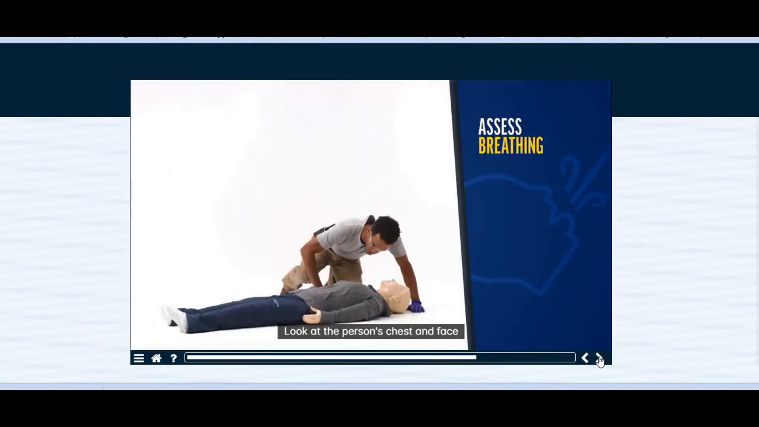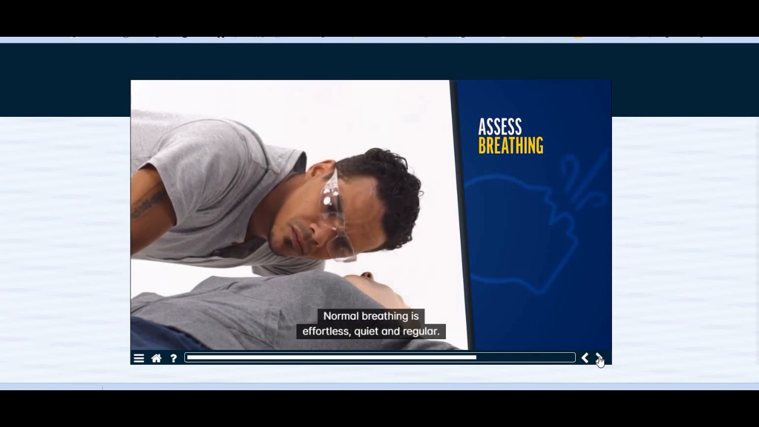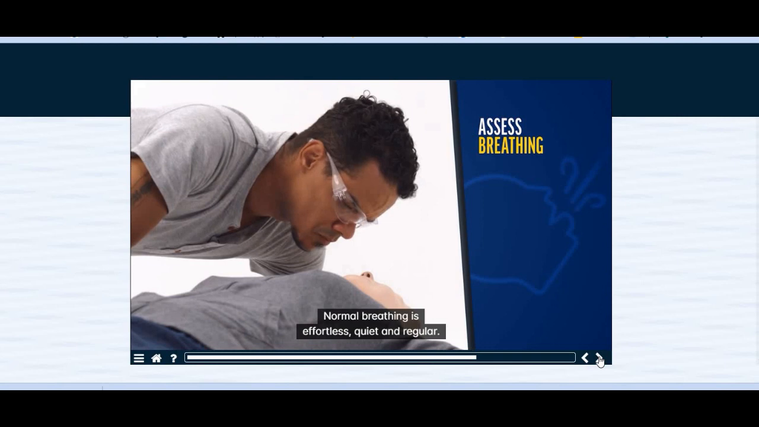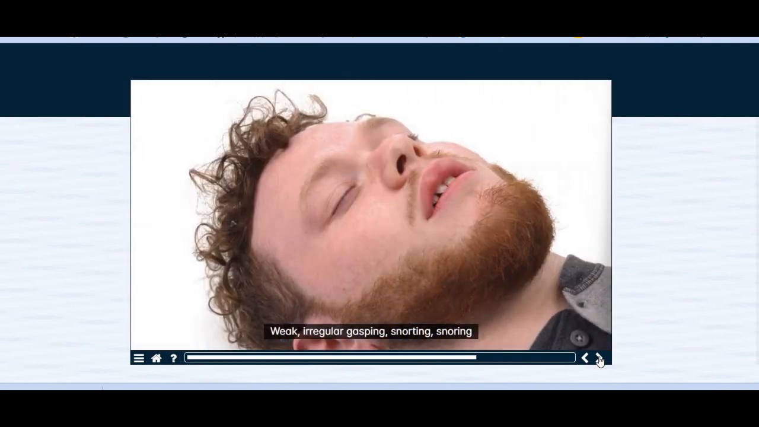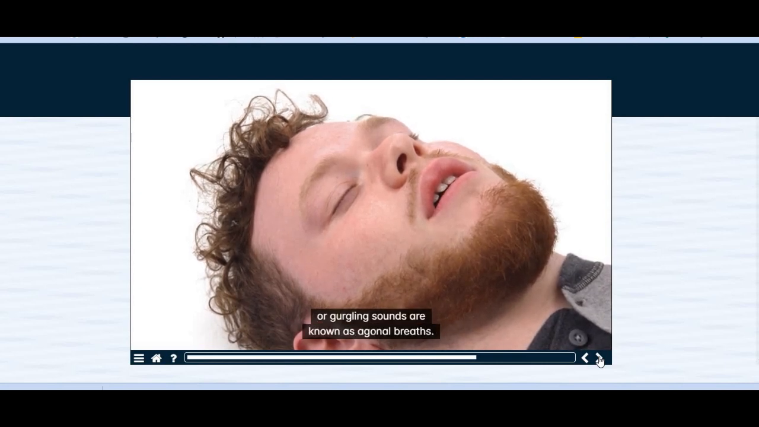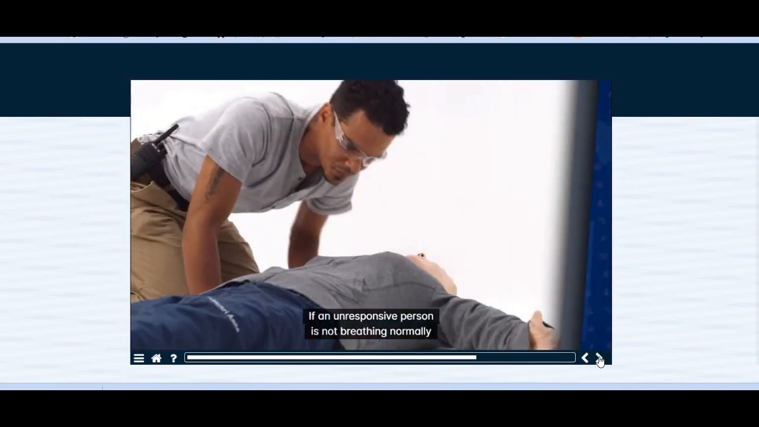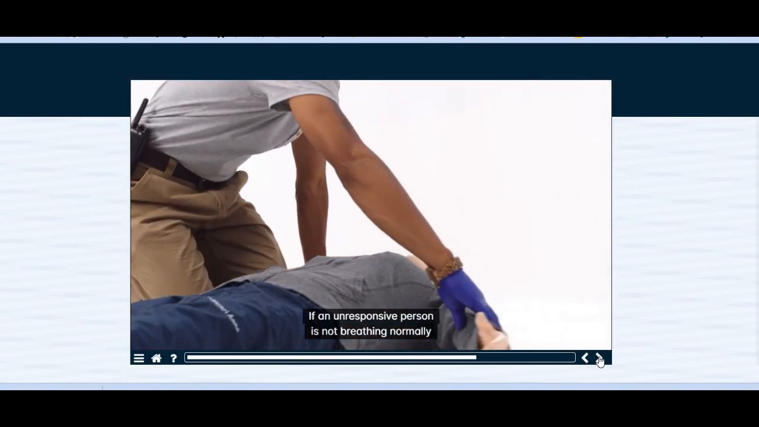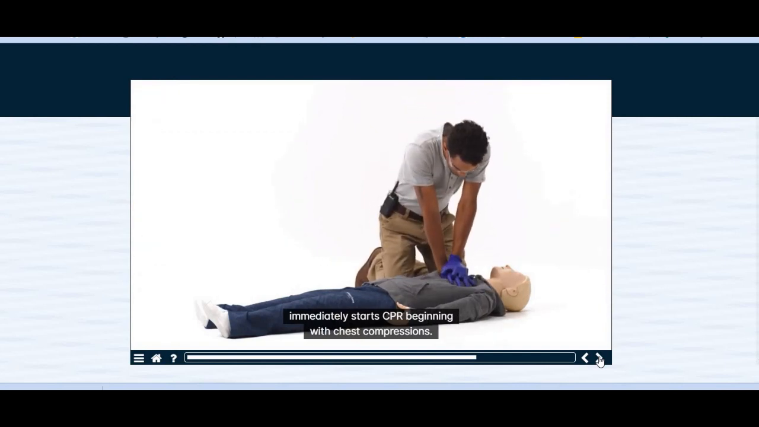Look at the person's chest and face for signs of normal breathing. Normal breathing is effortless, quiet, and regular. Look for the chest to rise and fall. Weak, irregular gasping, snorting, snoring, or gurgling sounds are known as agonal breaths. This is not normal breathing. It is a sign of cardiac arrest. If an unresponsive person is not breathing normally or only gasping, immediately start CPR, beginning with chest compressions.